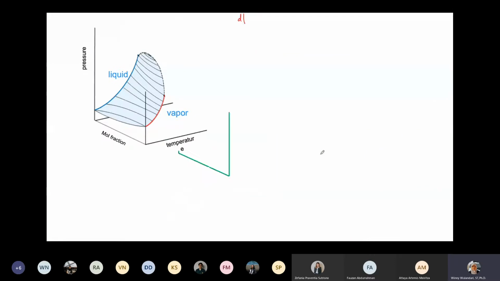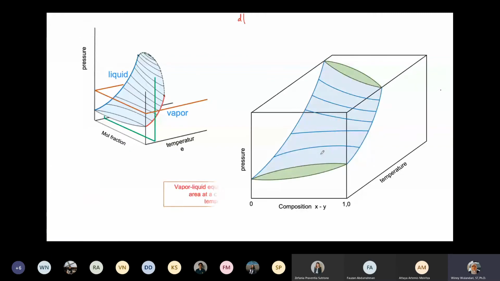Now, usually we need to specify the condition. Sometimes it would be at constant pressure, sometimes at constant temperature. So let's see this diagram. In this diagram, we have this plane, and I cut horizontally with these brown lines. What do you think, is it at a constant pressure or a constant temperature? Pressure? Yeah, right. Constant pressure.